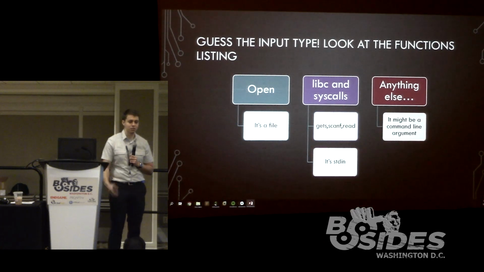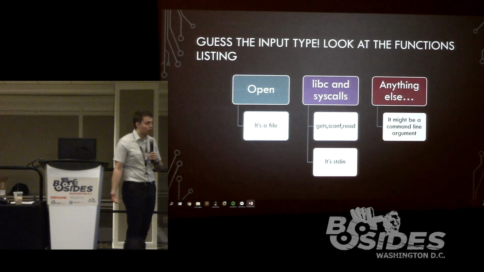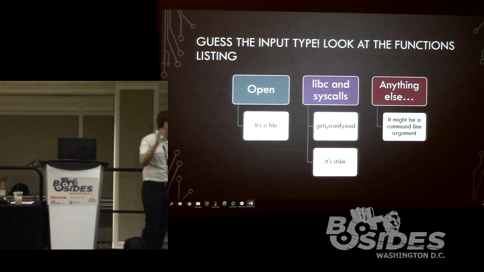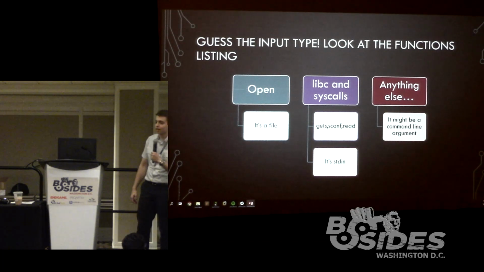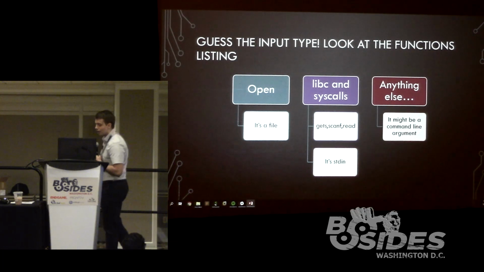So it's actually kind of easy to figure out what kind of input you're looking for. You can just see what functions are in there. If it has open, it's probably interacting with a file. If it's doing gets or scanf or read, it's probably standard in. And anything else, you can just kind of throw into a bucket and say, it's probably an argument. Or maybe I should just exit out of Zeratool and try and figure out what's actually going on.